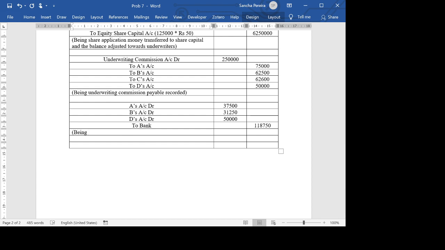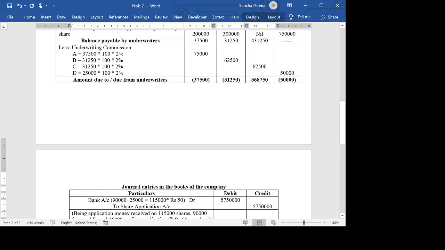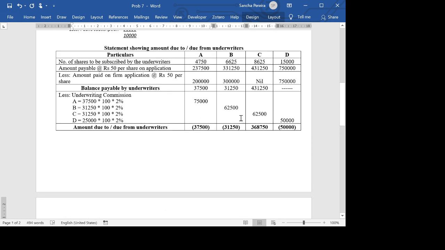So I say, being the amount paid to underwriters after adjusting underwriting commission. What we have done right now, we have just seen how much the company has to pay.